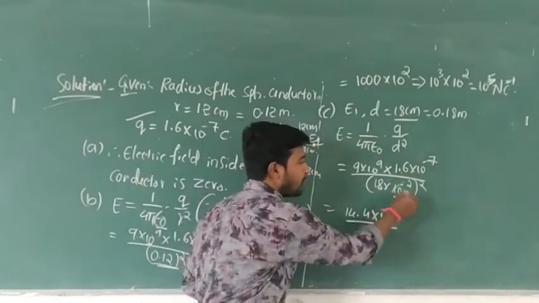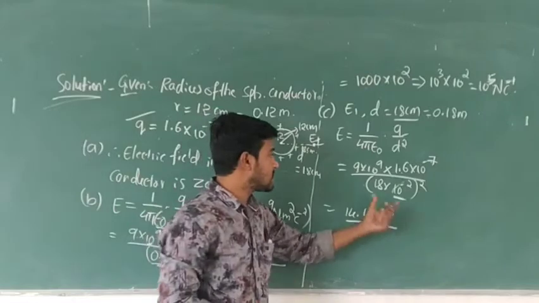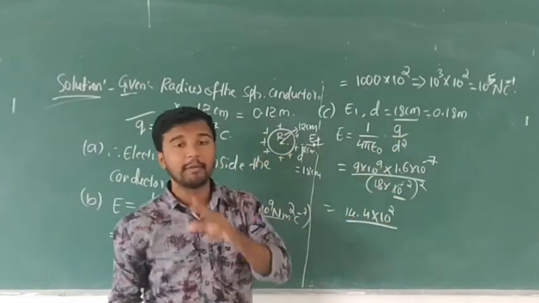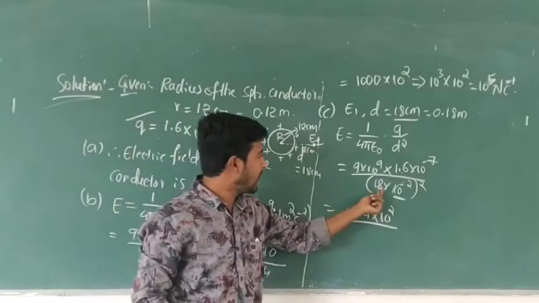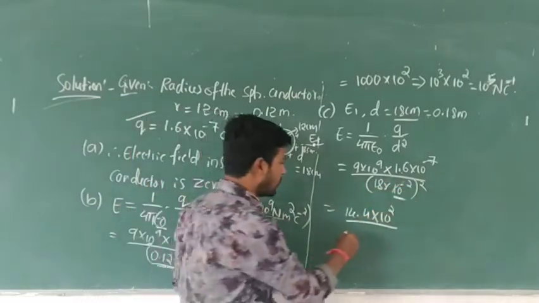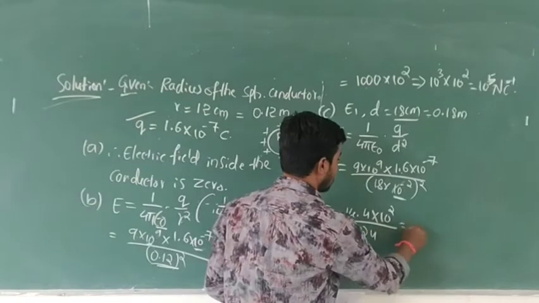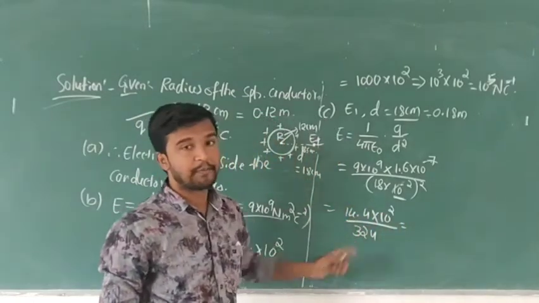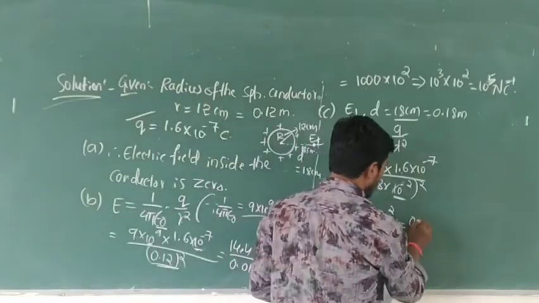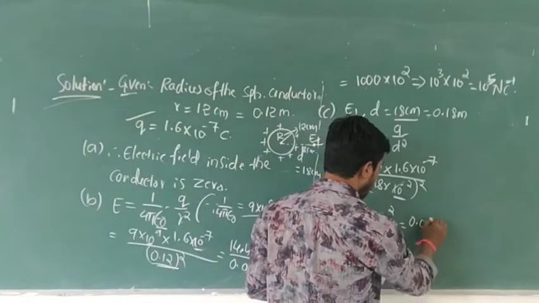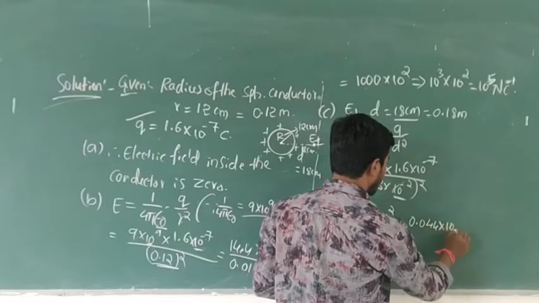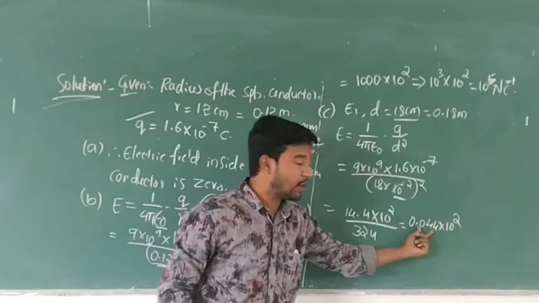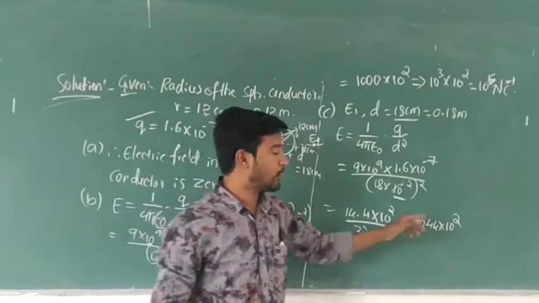So leave this factor, it is not needed. So I just take the point 18 centimeter and write it as 18 into 10 to the power minus 2. Both are the same. So 18 into 18 square. How much? 324. Right? 14.4 divided by 324. This divided by this, how much? That is 0.044 into 10 to the power 2. This divided by this, we have got a solution 0.044 into 10 to the power 2.